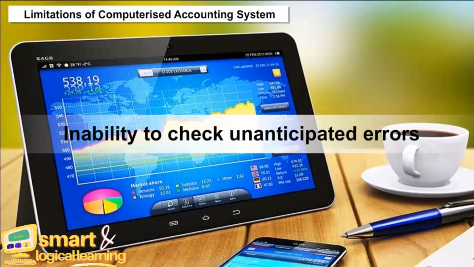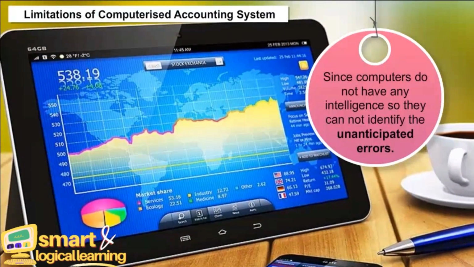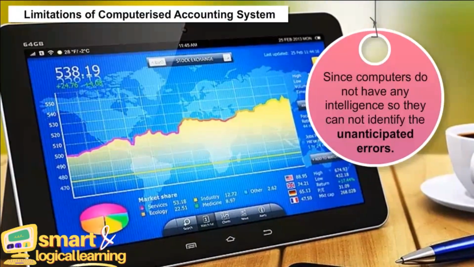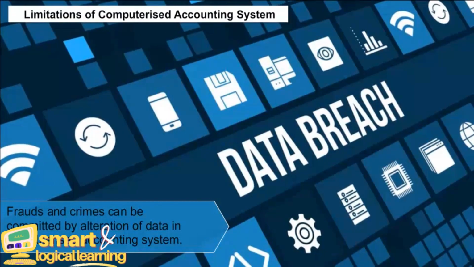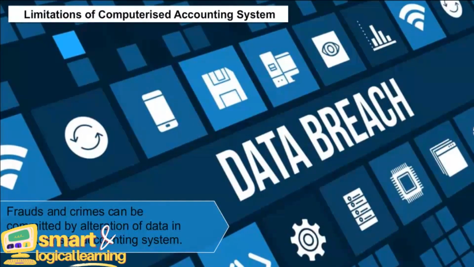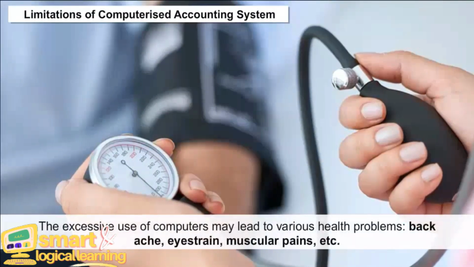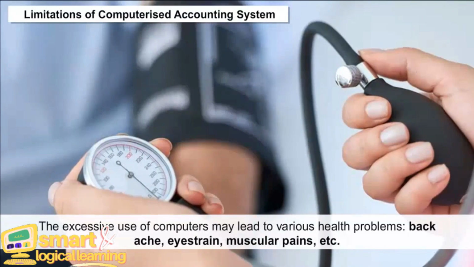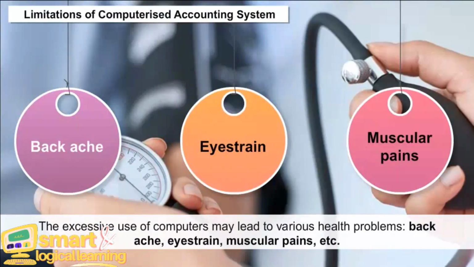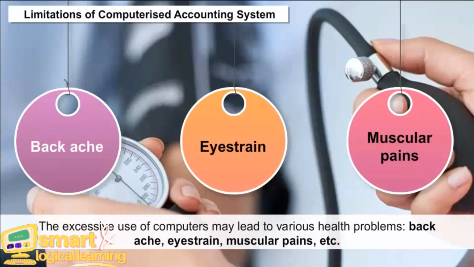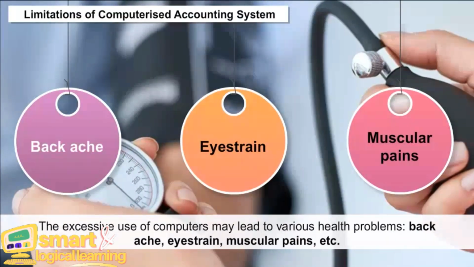Inability to check unanticipated errors. Since computers do not have any intelligence, they cannot identify unanticipated errors. Breaches of security. Frauds and crimes can be committed by alteration of data in computerized accounting system. Ill effects on health. The excessive use of computers may lead to various health problems: backache, eye strain, muscular pain, etc. This also affects the working efficiency of accounting staff on one hand and increases medical expenditure on such staff on the other.